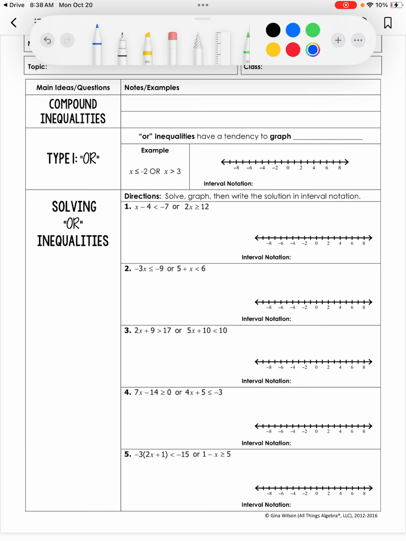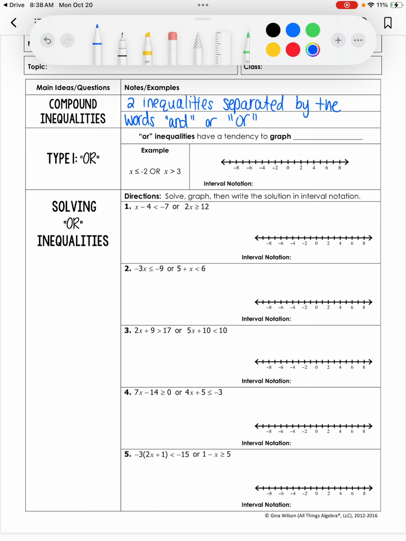And a compound inequality is basically two inequalities separated by the words "and" or "or." So we will have two inequalities per problem now, and we're either going to be seeing the word "or" separating the two inequalities, or the word "and."